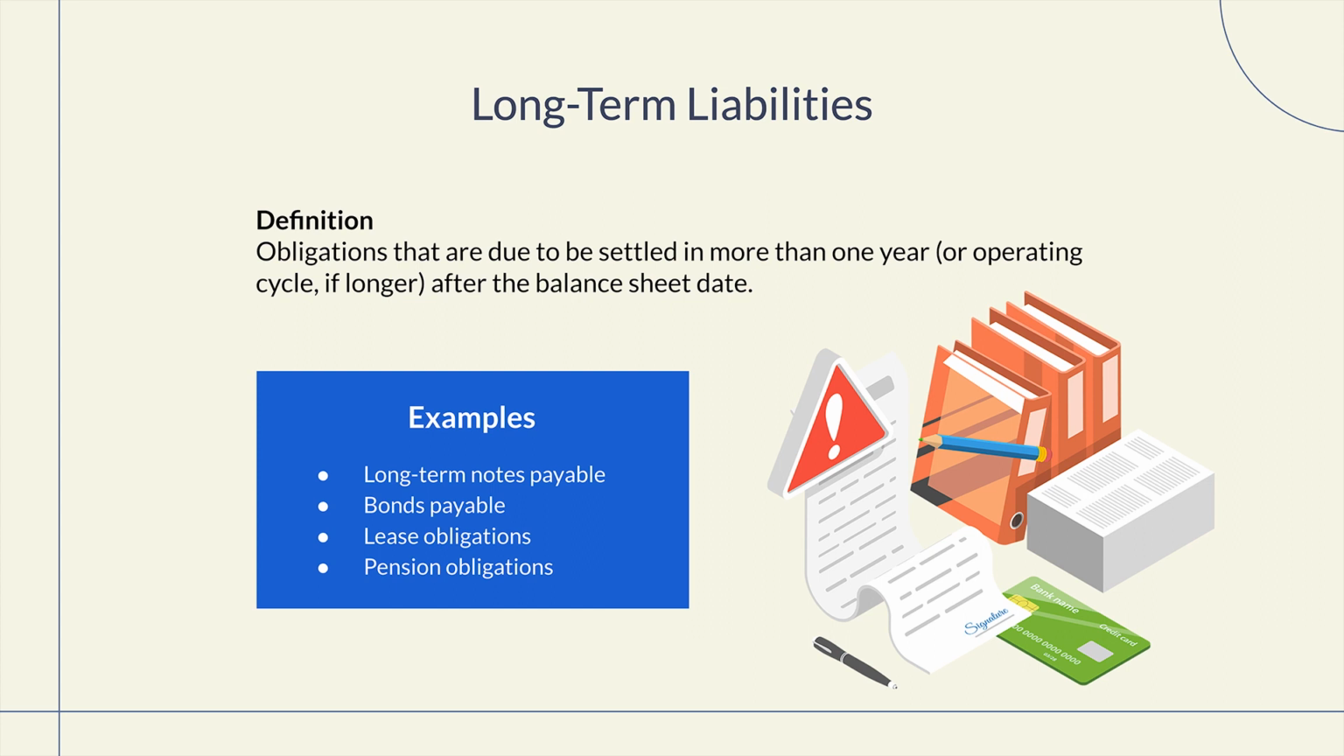Long-term liabilities are obligations that are due to be settled in more than 1 year or the operating cycle, if that is longer, from the balance sheet date. Long-term liabilities include long-term notes payable, bonds payable, lease obligations, and pension obligations. Keep in mind, simply classifying a liability as long-term doesn't provide a lot of information to external users. For instance, long-term could be anything from 2 to 20 years or even 30 years or 60 years. Payment terms, interest rates, and other details are needed to assess the impact of these obligations on future cash flows and long-term solvency, and are reported in the footnote disclosures.